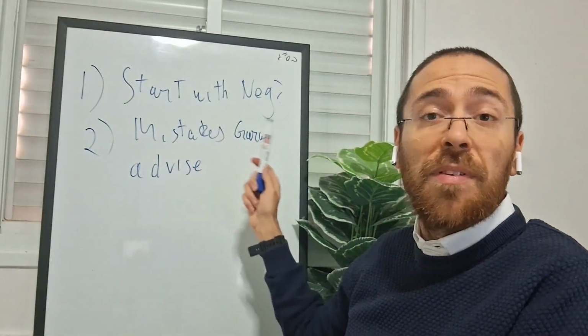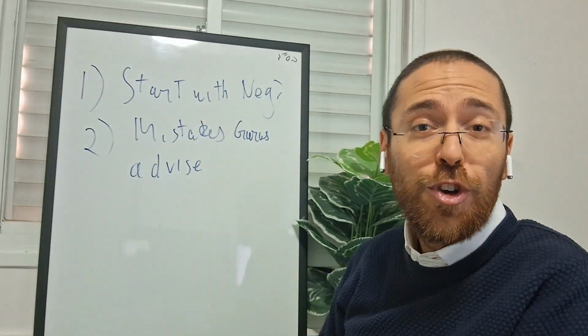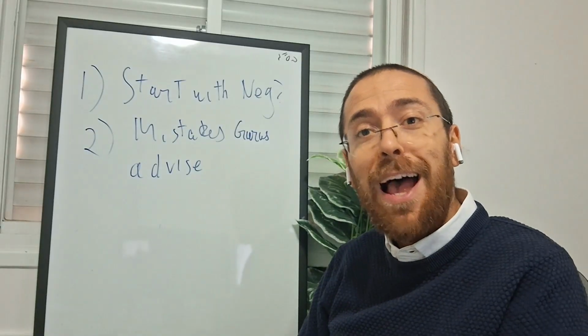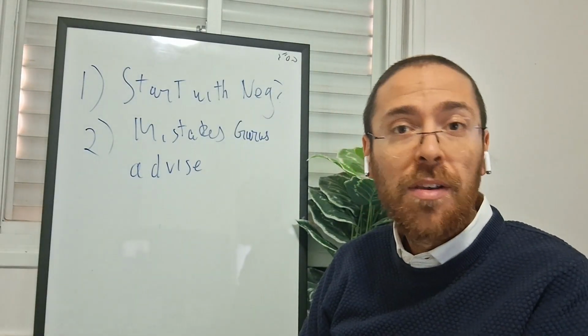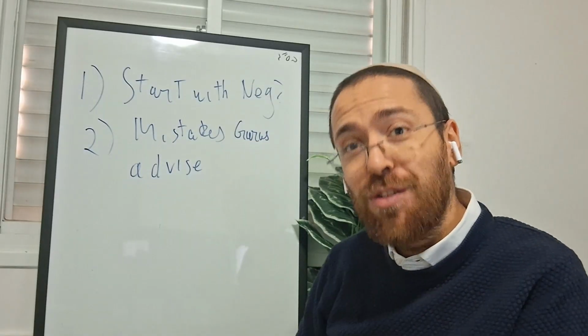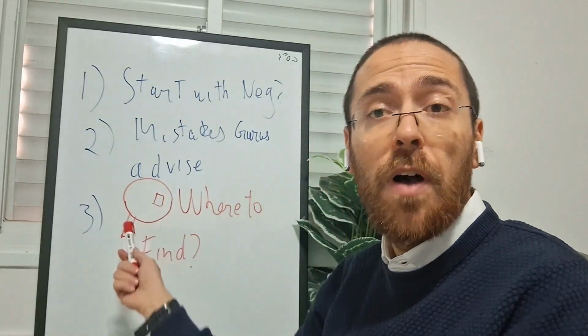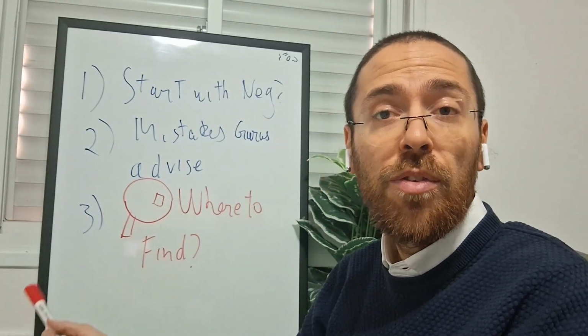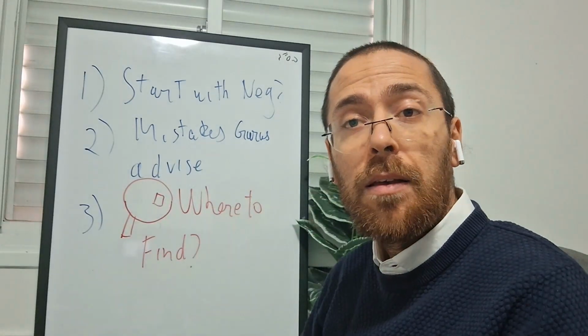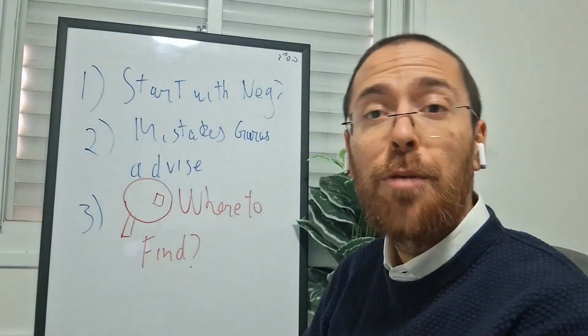Second, what are some of the mistakes that gurus tell you to do in using negative keywords? How do you avoid those mistakes? Because we don't want to actually increase your ACOS, right? The third question we need to address is, where can you find negative keywords even without spending money, even before you run your first ad campaign?